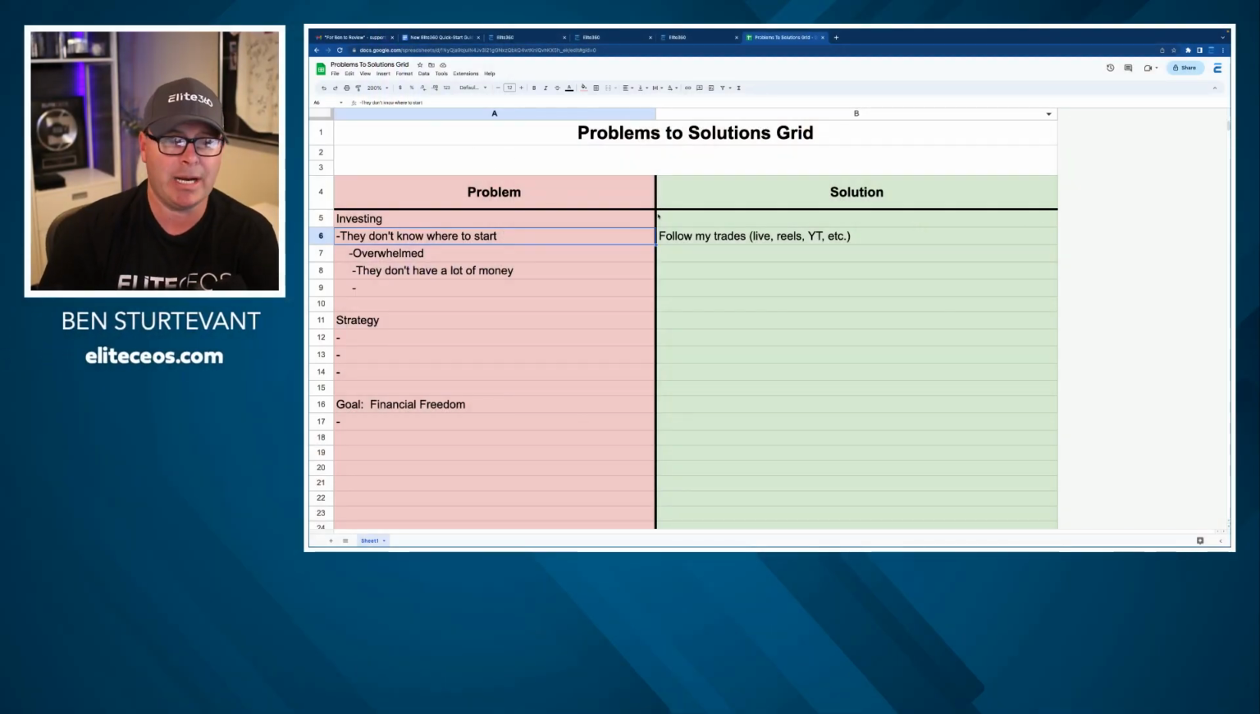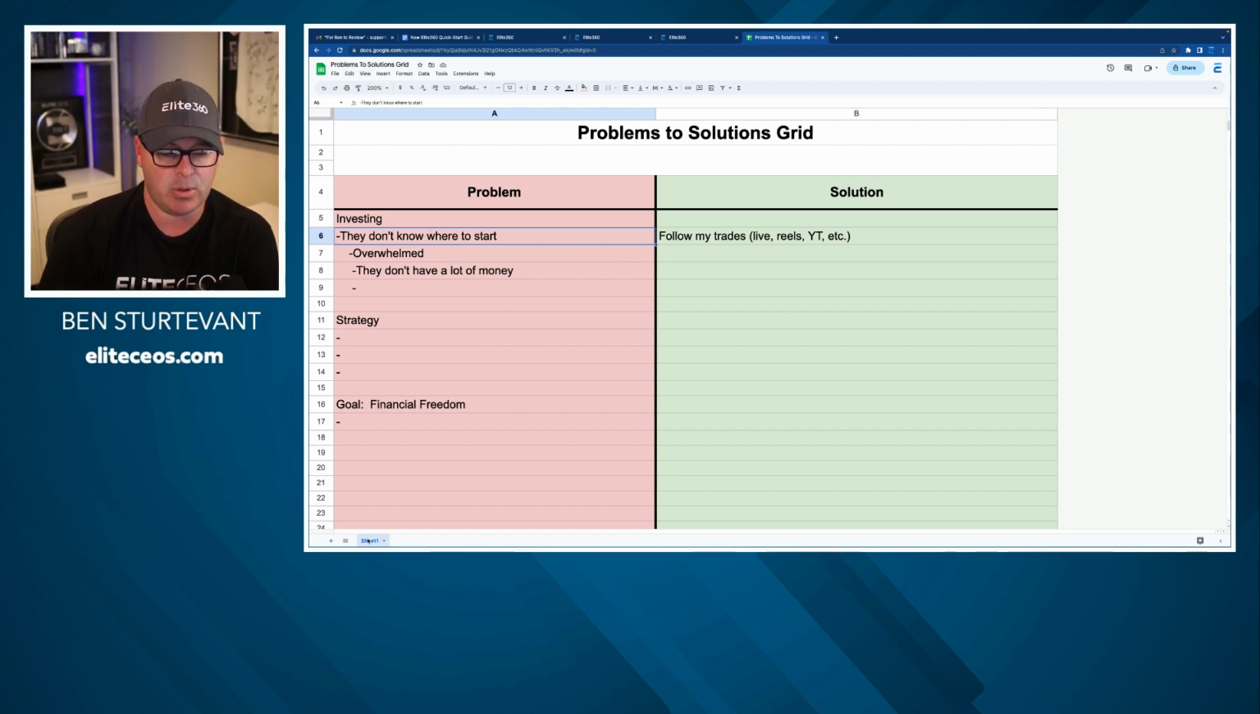So if your content is always focused on one sort of avenue with your avatars, it's not going to hit everybody. That's why we do so many different pieces, right? And that's where that content comes from, the problems to solutions grid concept. So again, if you want that, down below the video, just type in "problems" and I will give you a copy of this grid. Like I said, it's super easy. You're going to have to make a copy of it, so as soon as you get it, just make a copy. It's just a Google Sheet.